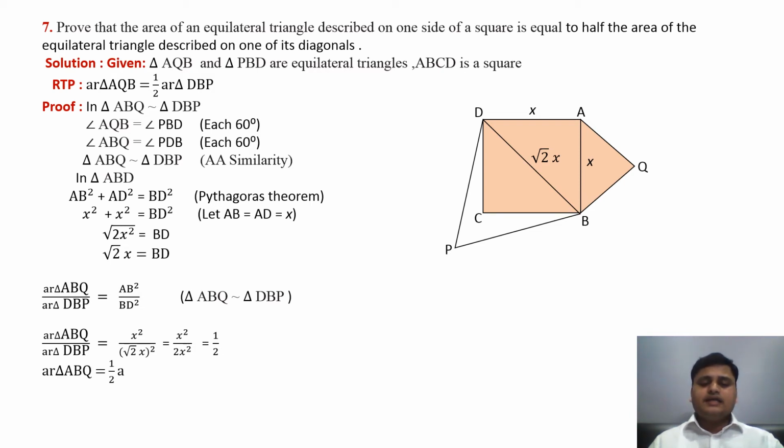So area of triangle AQB is equal to half area of DBP. In this way we will prove this question. Let's come to another question. Now how to solve this another question?